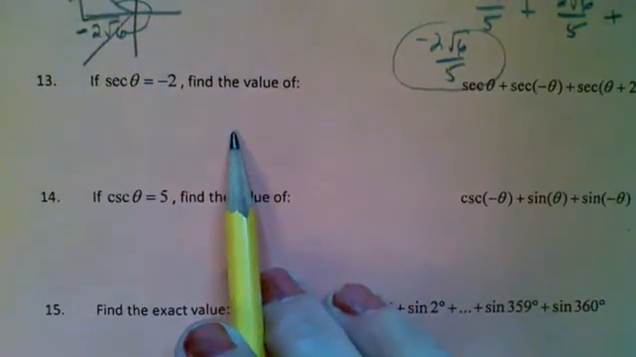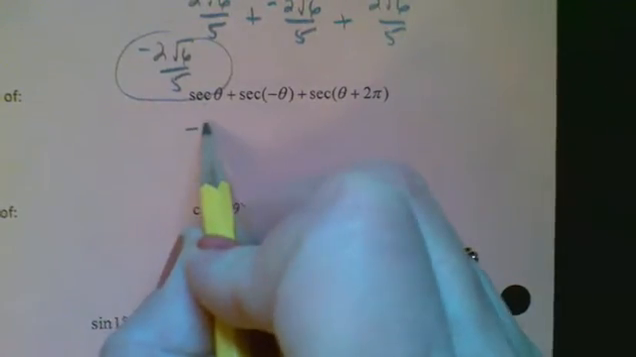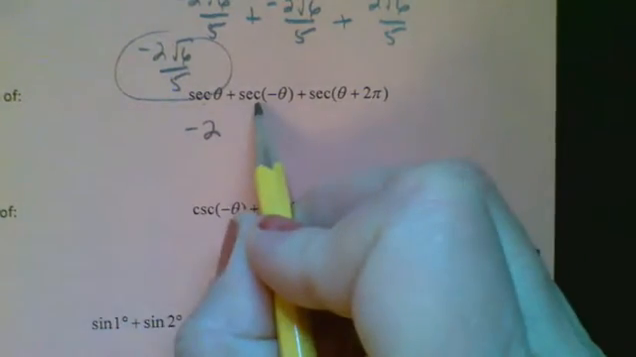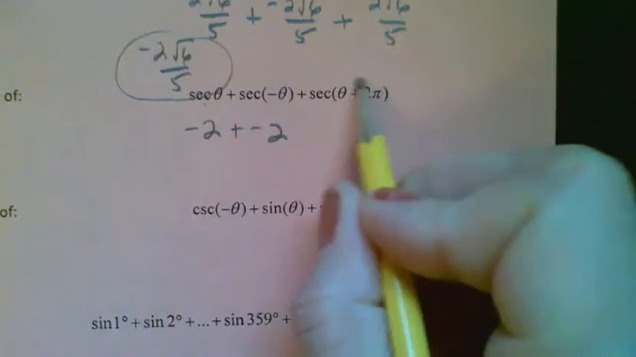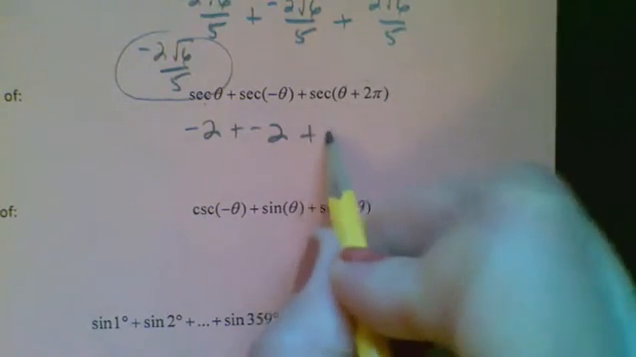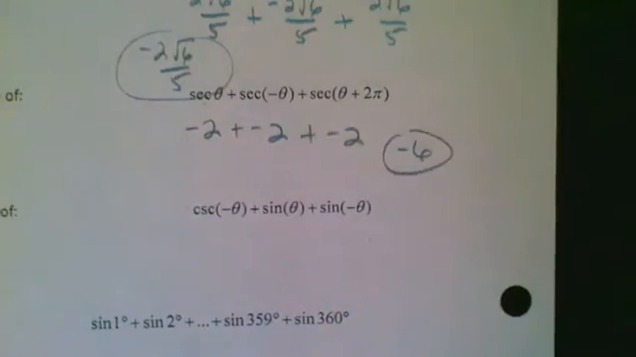We have secant is negative 2. Secant is even. So I first see secant of theta, it's negative 2. Since it's even, that will also be negative 2. Since its period is 2 pi, that will also be negative 2. So when I put them together, I get negative 6.